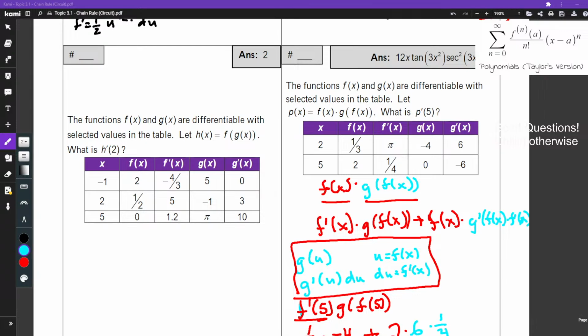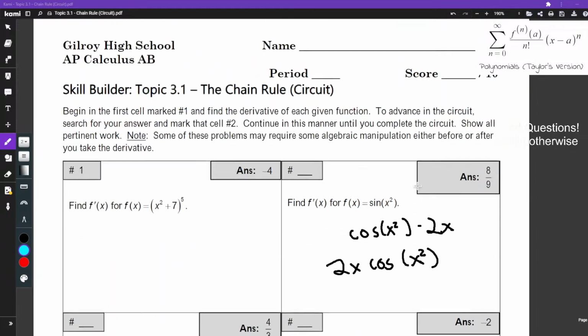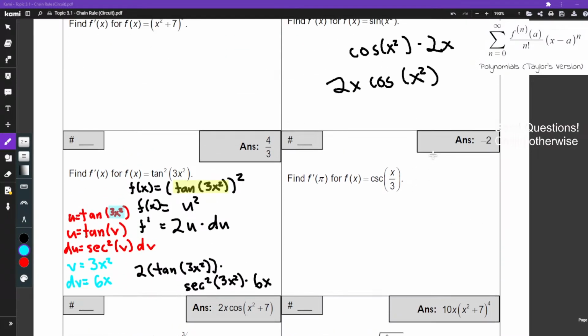Which one did you want? First page, number 12? Yeah, first page, number 12. Okay. That one right there? Yeah, that one right there.